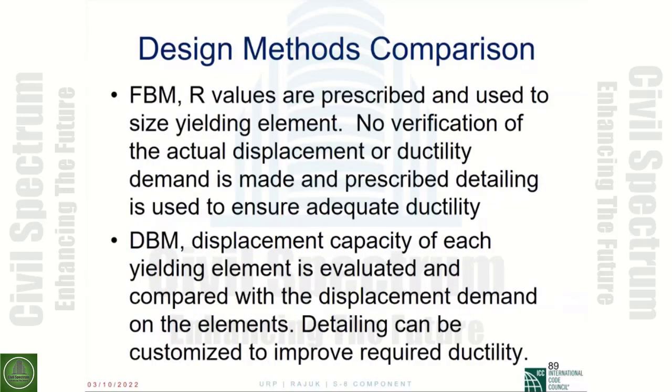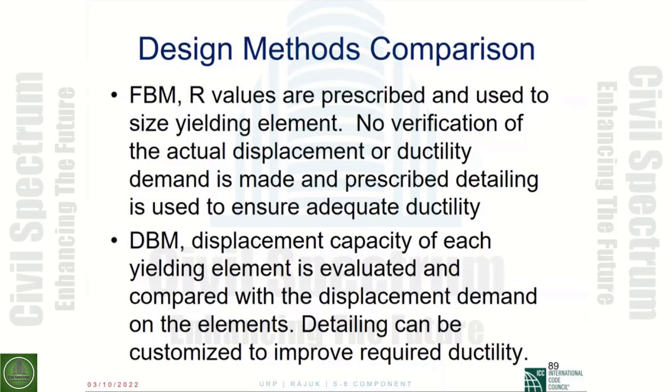So as I told you before, no one is really better than the other one. Both of them are the same. Both of them will give you similar performance. For the R factor, these are really prescribed for the first base, and you will use them to size the yielding element. You don't need to do any verification of the actual displacement or the ductility demand, because we gave you prescribed detailing for these elements.